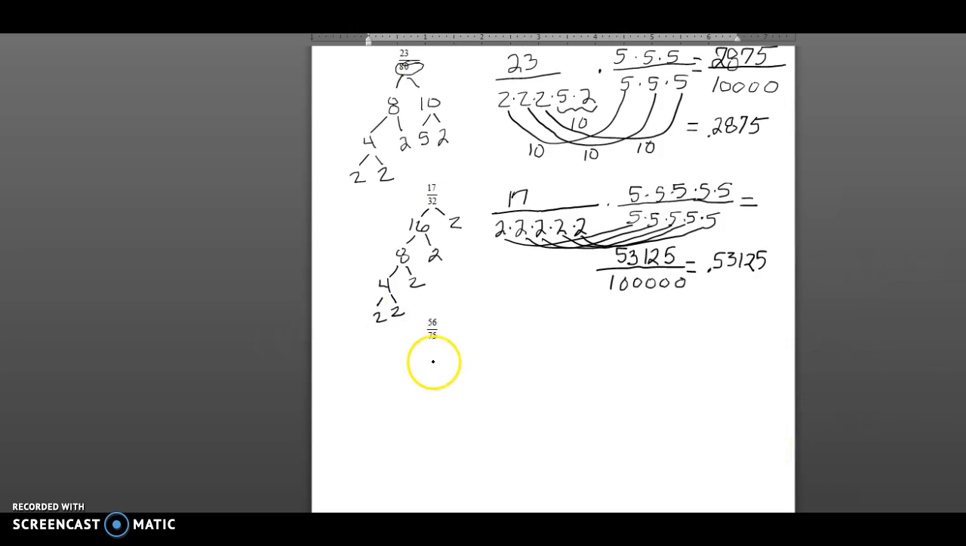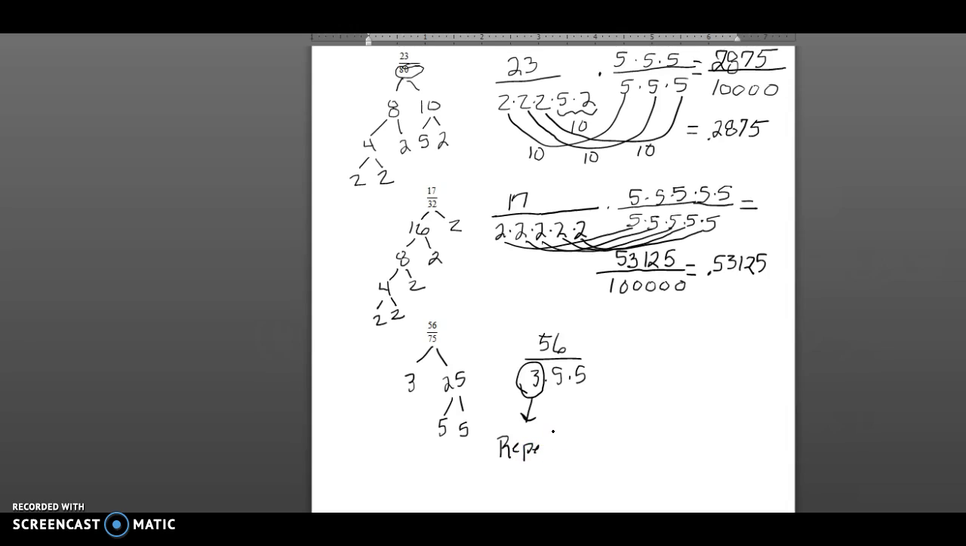So I'm looking at 56 over 75. All right, that's 3 times 25, which is 5 times 5. So I've got 56 over 3 times 5 times 5. All right, I have a number that is not a 5 and is not a 2 right there. This guy's going to repeat. So I'm not going to be able to write it as a decimal without a calculator. I just can't do it.